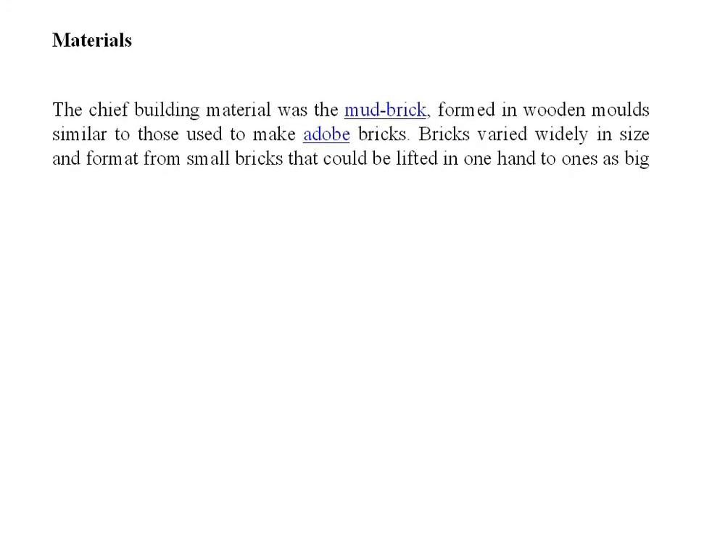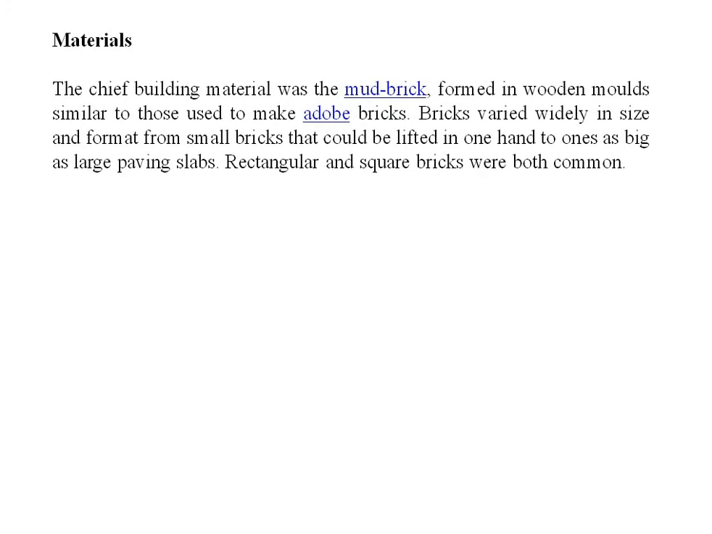Materials. The chief building material was the mud brick, formed in a wooden mold similar to those used to make adobe bricks. Bricks varied widely in size and format, from small bricks that could be lifted in one hand to ones as big as large paving slabs. Rectangular and square bricks were both common.